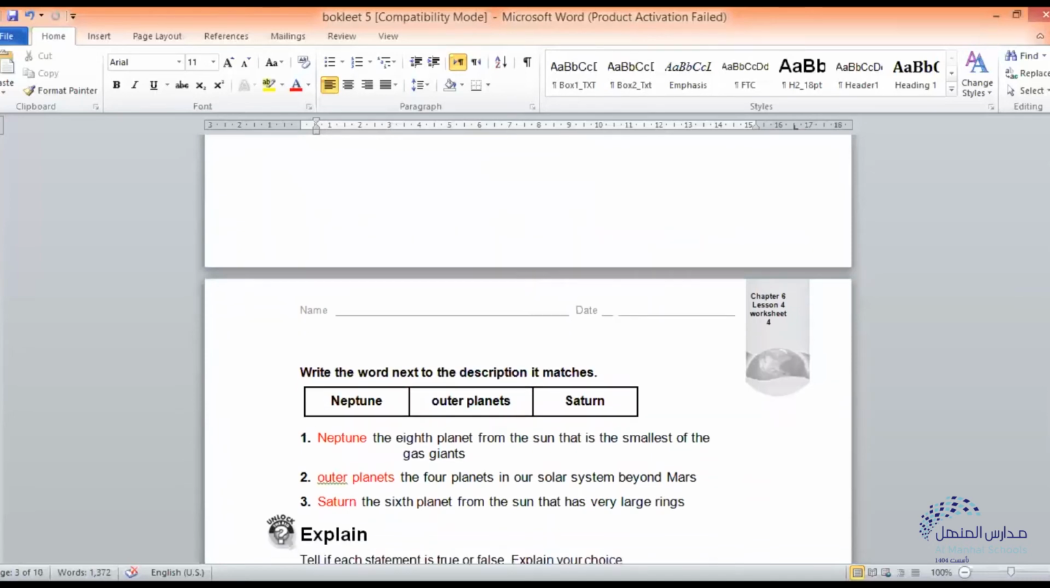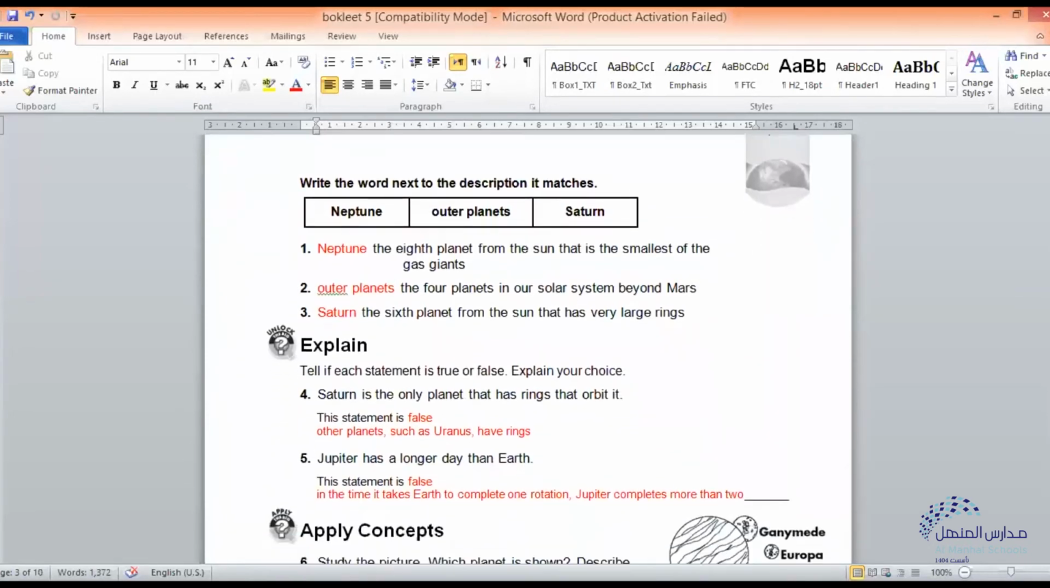We have Neptune, outer planets, Saturn. What is the eighth planet from the sun? It is the smallest of the gas giants, not of all planets, because if it said the smallest of all planets, it would be Mercury. But for the gas giants, it's Neptune. The four planets in our solar system beyond Mars are called outer planets. The sixth planet from the sun that has very large rings is Saturn. Saturn is the only planet that has rings orbiting it. This statement is false, of course, because Uranus also has rings.